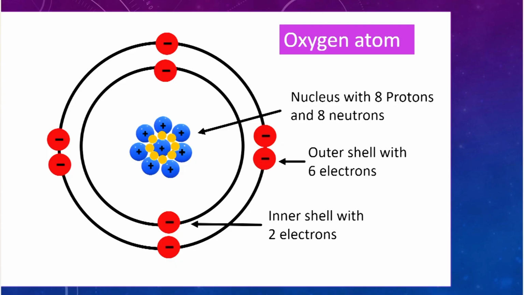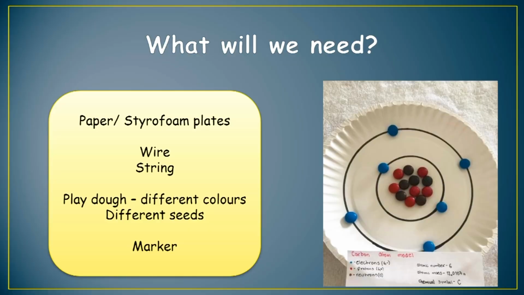Now, of course, you can tell me what the differences are between protons, neutrons, and electrons. But for now, we want to represent what we know about the atom in a model. So, what should I do? So definitely, I need my 3 subatomic particles.